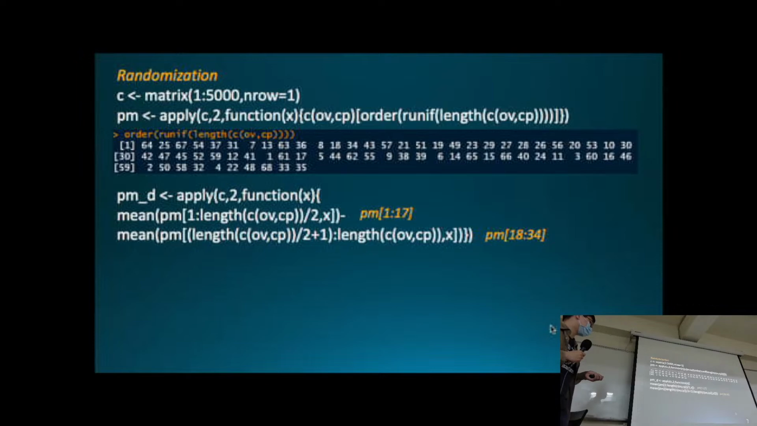And then I subtract the means of the two parts. So I just take the first 1 to 17 as the first part, and the second part is 18 to 34, and I subtract them.